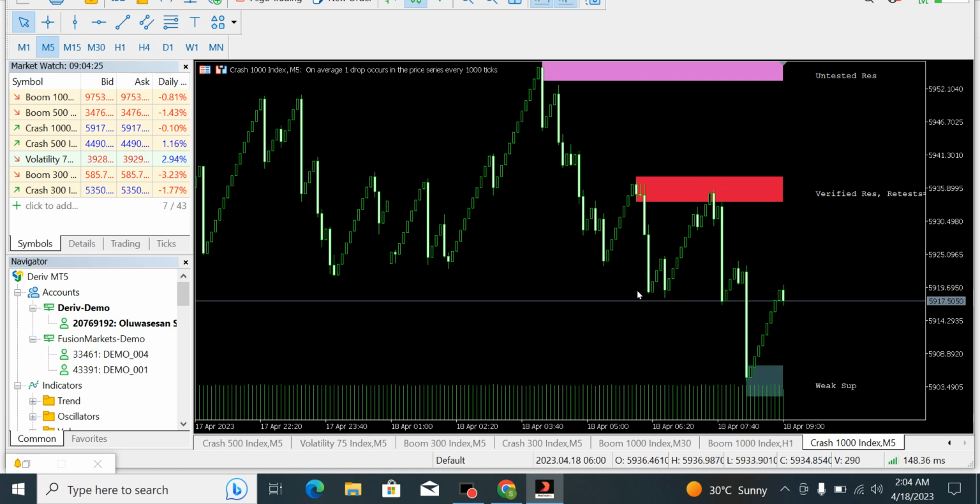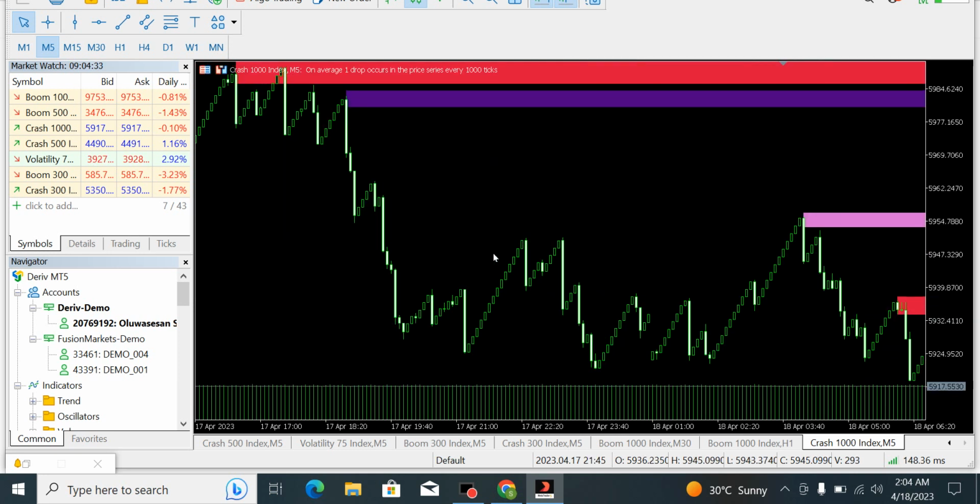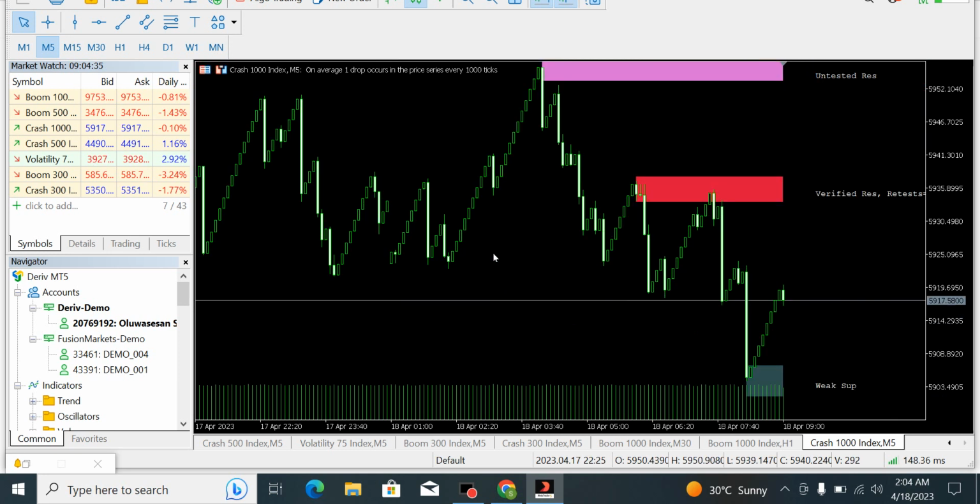Okay, this also should be a support zone, probably because it broke out from there, around there. That is why it was removed. Okay, so all that are very important. It will help you to be able to trade successfully right from there.